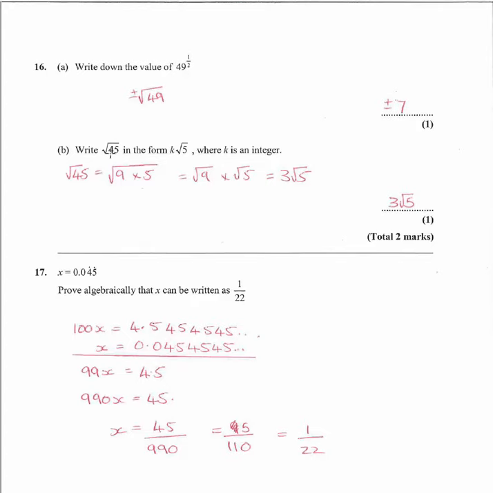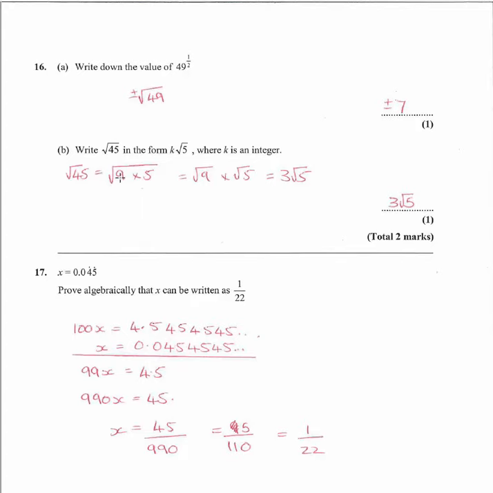Write 45 in the form k times root 5, where k is an integer. Basically, you look at this number and try to write it as two numbers multiplied together, where one is a square number. If there are two ways of doing that, choose the way where the square number is the biggest. Now 45 is 9 times 5. Yes, I know 45 is 3 times 15 as well, but neither of those is a square number. So I've chosen this way because 9 is a square number.